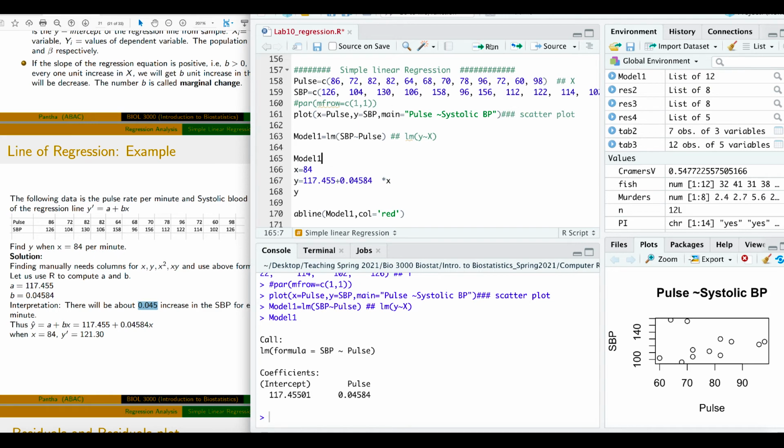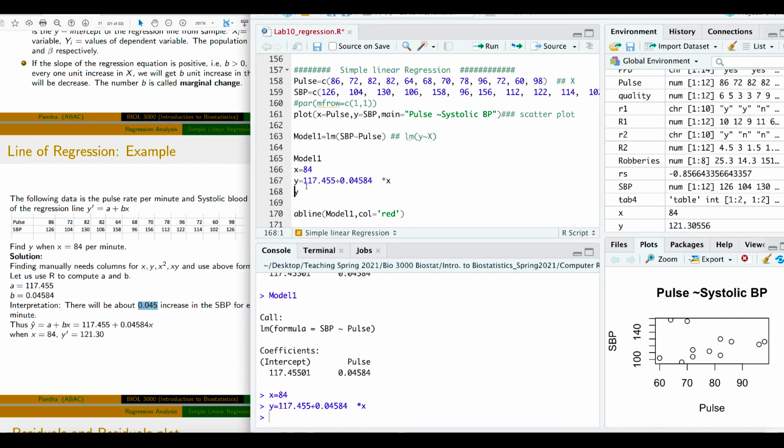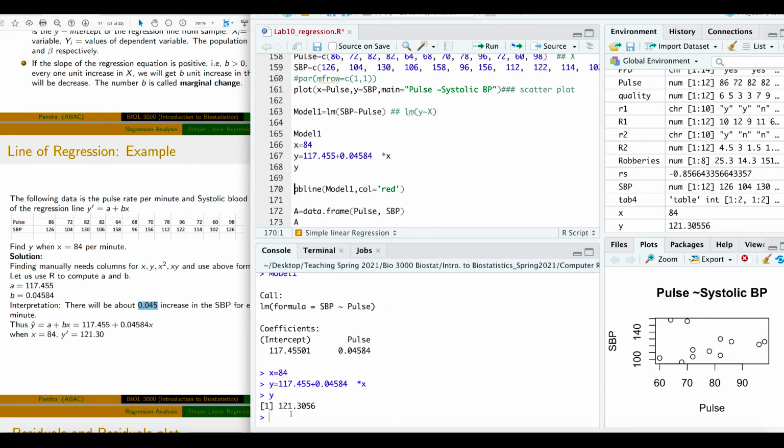That is the model 1. That is the value of A and B. And I wrote x equals 84, and I wrote the equation for B: 117.455 plus 0.04584 times x. And then if you write that value, you got 121.3056. That is the line of regression.